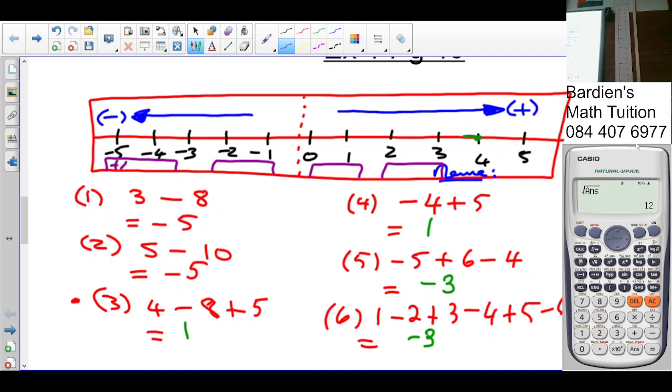A positive times a positive will always be positive. A negative times a negative will always be positive. A negative times a positive is negative. And a positive times a negative is negative.